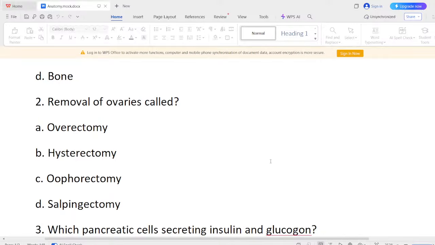Second one, guys. What is the second one? Removal of ovaries is called: Option A, ovarectomy. Option B, hysterectomy. Option C, oophorectomy. Option D, salpingectomy. Which ectomy is removal?